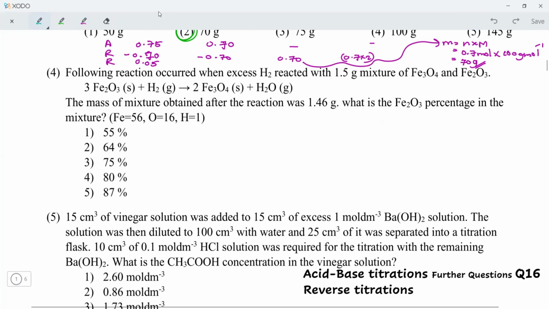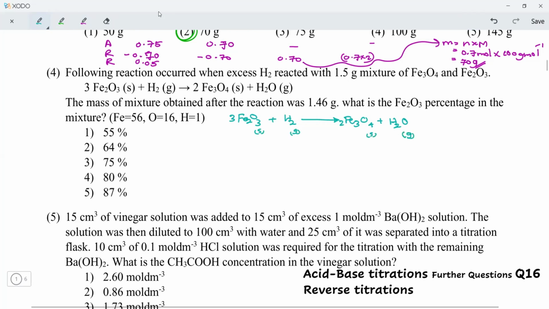So then what they're asking is what is the mass percentage of Fe2O3 in the mixture? There are several methods to do this question. Actually, if you are somewhat aware of this lesson, you will figure out all the other ways. But I'm trying to do just the simplest method as I see it now. I'll write a few reactions and explain that method to you. So 3Fe2O3 plus H2 reacts to form Fe3O4 and water. Here, this is a solid, a gas, a solid, and a gas.